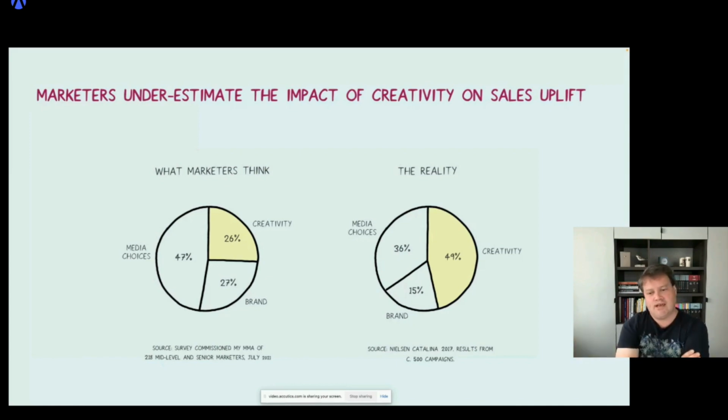I used to work for Kantar Millward Brown, which was the creative effectiveness division for Kantar. And we used to say that the most variable factor was the creativity, and the data certainly supports that. In fact, my next slide illustrates this.